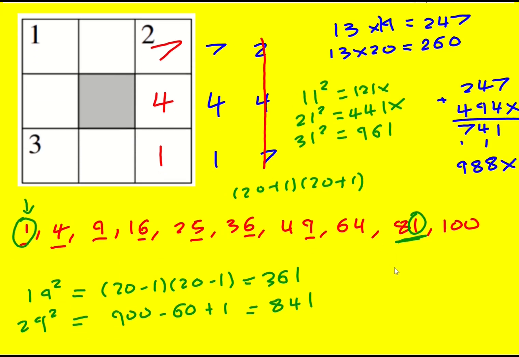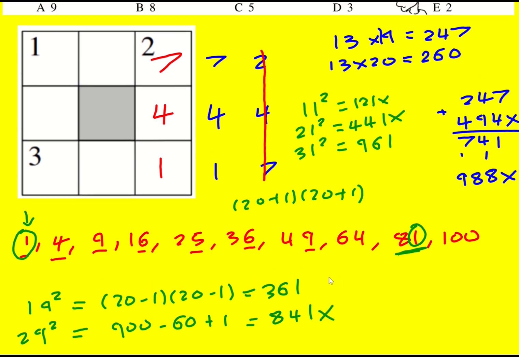Now we've already used a 4, so that one is out as well, which means that 3 across is either going to be 961 or 361. So we know for sure that there's going to be a 6 here. We just don't know whether we're going to be putting in 9 or 3.